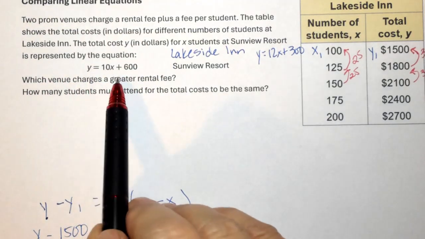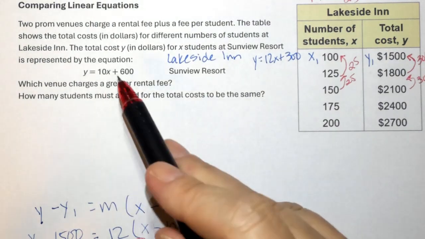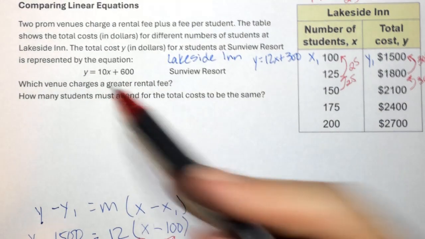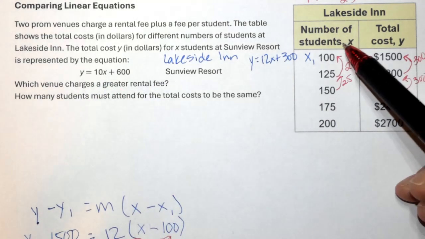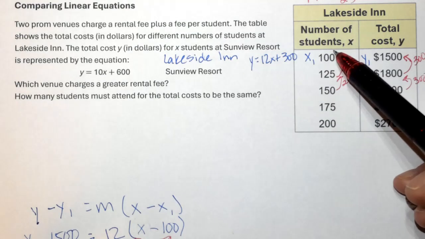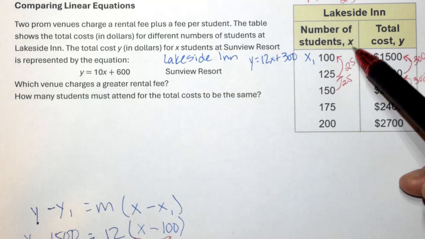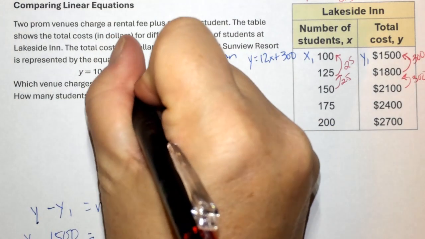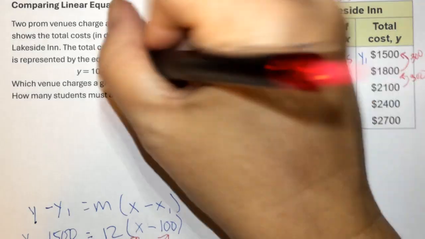Which venue charges a greater rental fee? All right, so what part of the equation represents our rental fee? Let's think, what will change with the number of students? The rental fee wouldn't change. The rental fee would be like a standard fee. So we don't want our slope, because that is the number we're going to multiply to our students, right? So that means that this is our initial value. So that would be our rental fee.